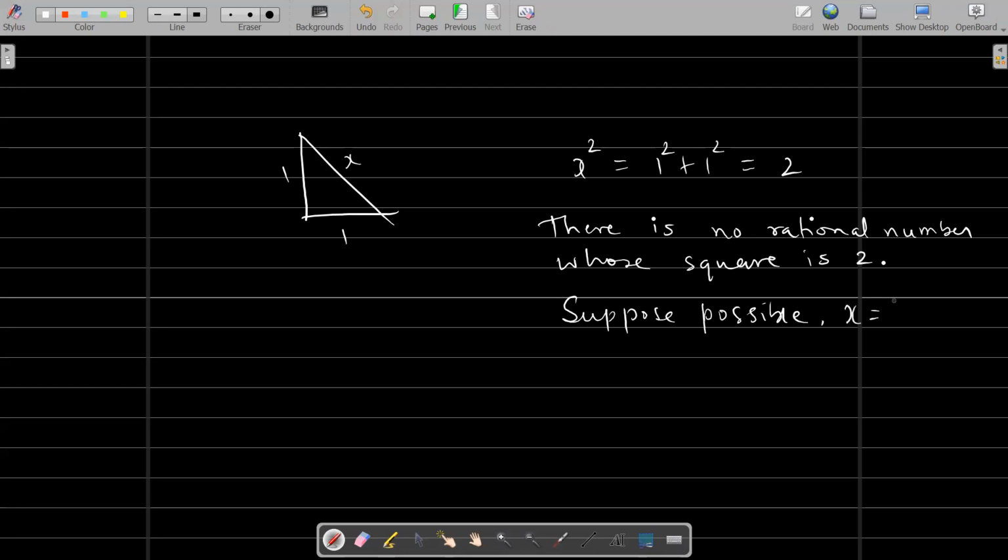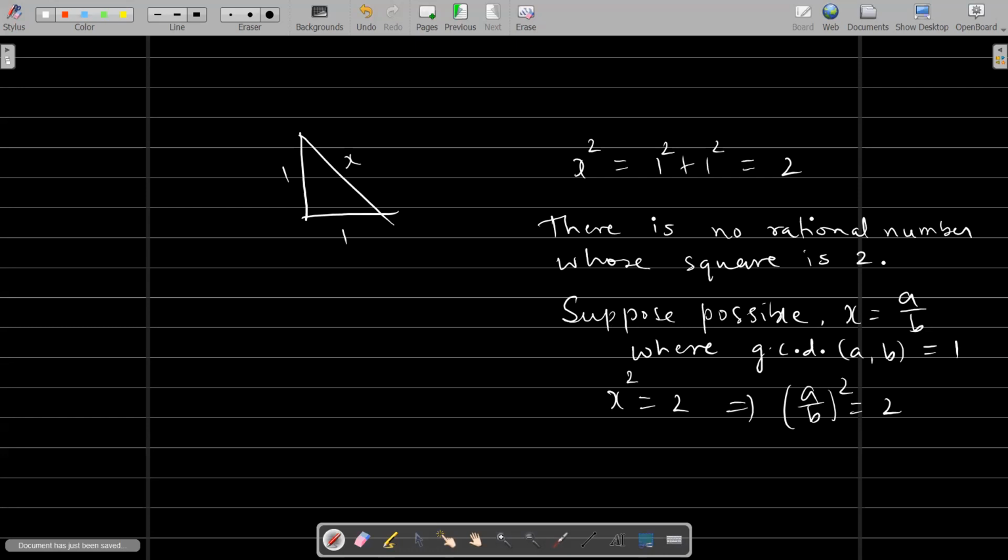x is of the form a by b. And whenever we take a rational, we always cancel out common factors and take it to lowest reduced form, where the GCD of a and b is 1. There is no common factor between a and b except 1. So we have taken a and b to the lowest reduced form. Whatever common factors we had, we have cancelled. So we have x square equal to 2, which means (a by b) square is 2. Clear?